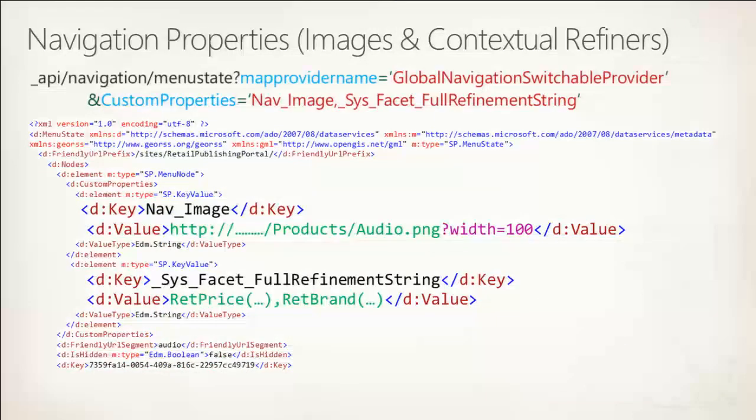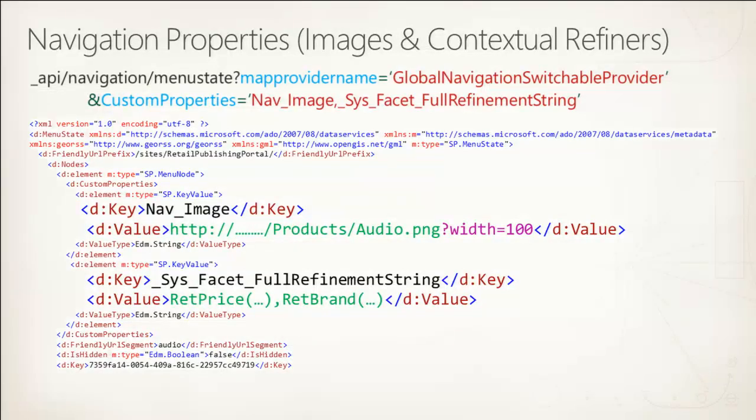So if I do this request again, and I have highlighted the interesting part here, I get back the nav image as a property, and it specifies which URL I should use for the category images. One interesting thing here is the question mark width equals 100. And that's really using the image rendition feature in SharePoint. So if you have an image which is like 1024 in width, you can say, I just want to have it back with a width of 100.